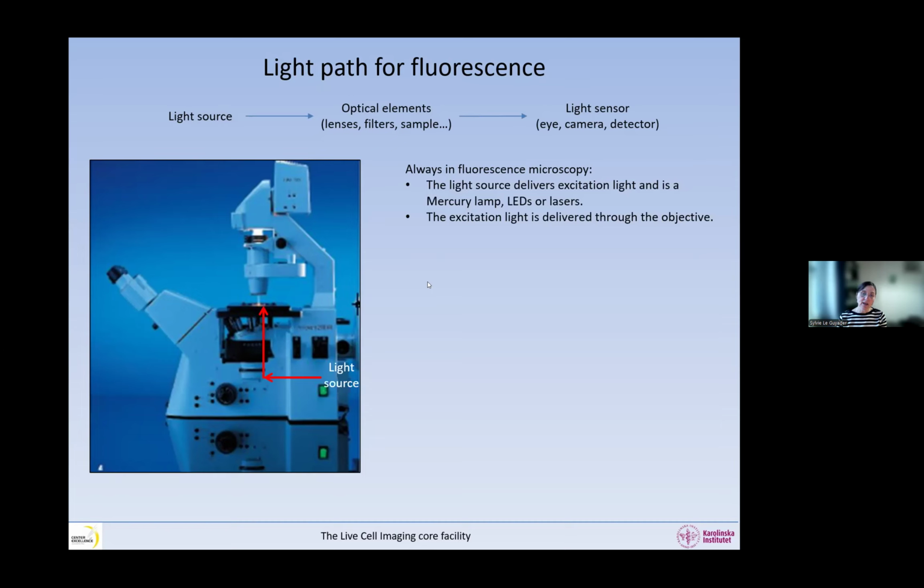The excitation light, so let's say we have the light source here. The excitation light is delivered through the objective, always, okay? That means that the light source and the objective are on the same side as the stage. And then the sample is going to emit light in all directions.